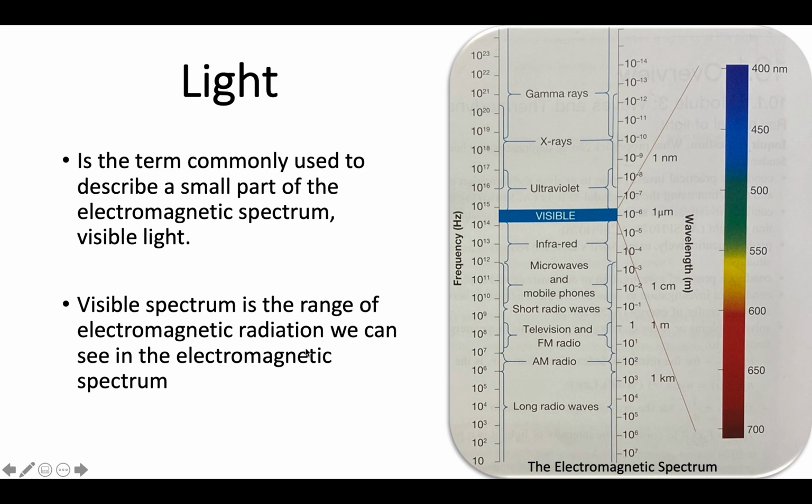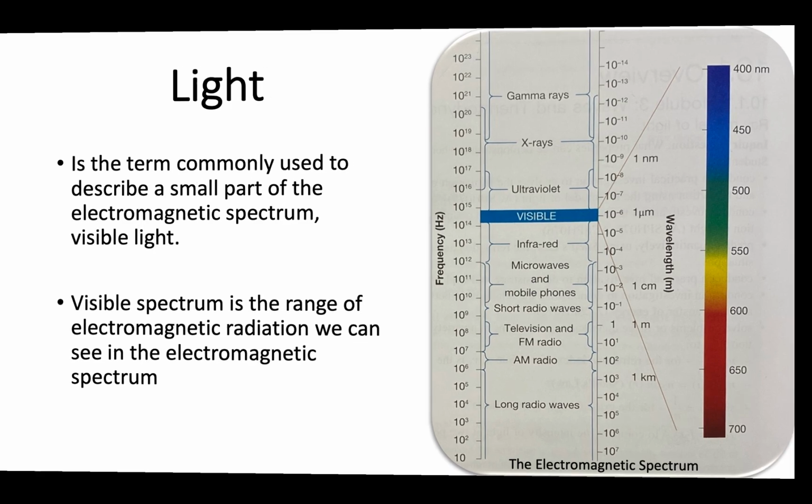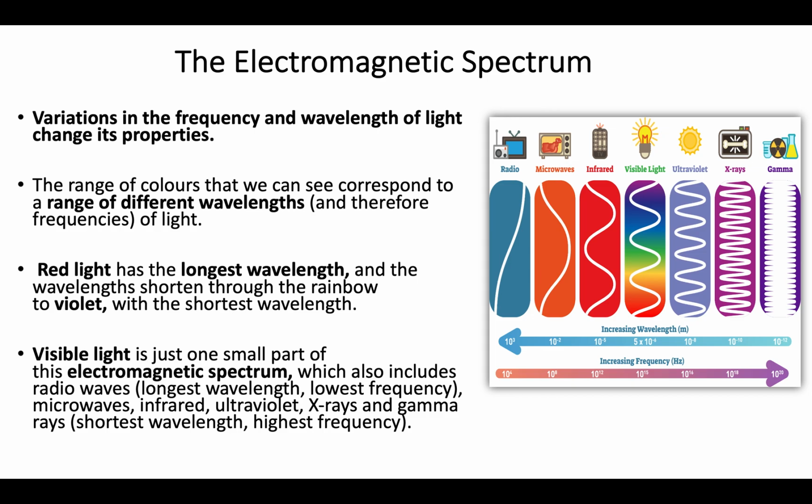So the visible spectrum is a range of electromagnetic radiation we can see in the electromagnetic spectrum, as I just highlighted. Now, the electromagnetic spectrum, let's have a look at it in a little more detail. Here, variations in the frequency and wavelength of light change its properties. We've covered variations in these two properties in terms of waves, in terms of the wave equation.